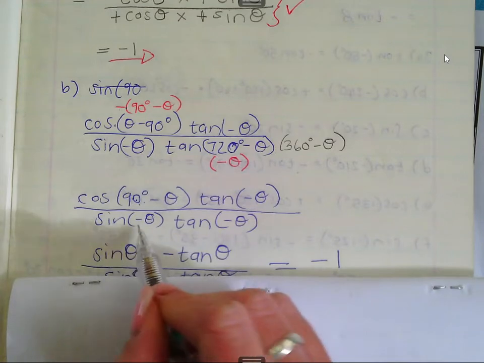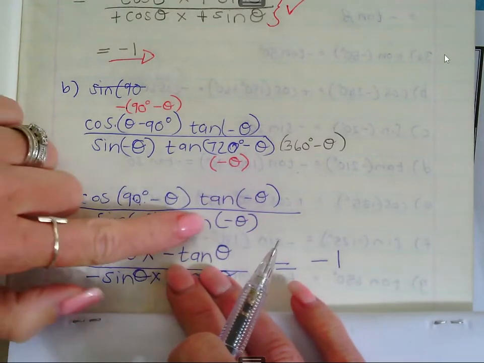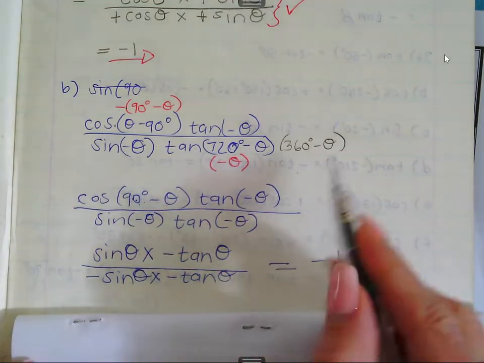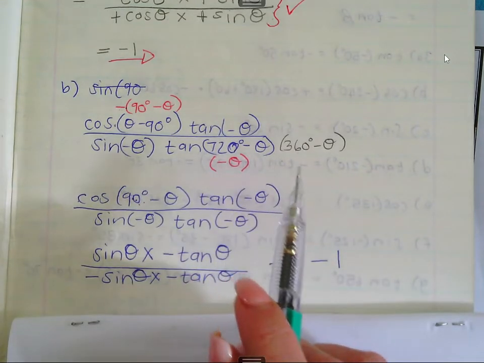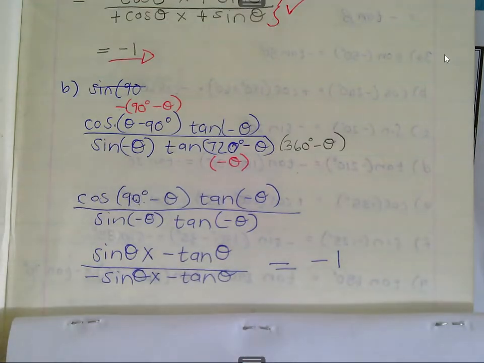The sin of a negative angle? Negative sin of the angle. I use this one, the tan of a negative? Negative tan of the angle. If you use 360 minus, it would be the same because it would be in the fourth quadrant, and in the fourth quadrant tan is negative, so either way it would be negative tan theta.